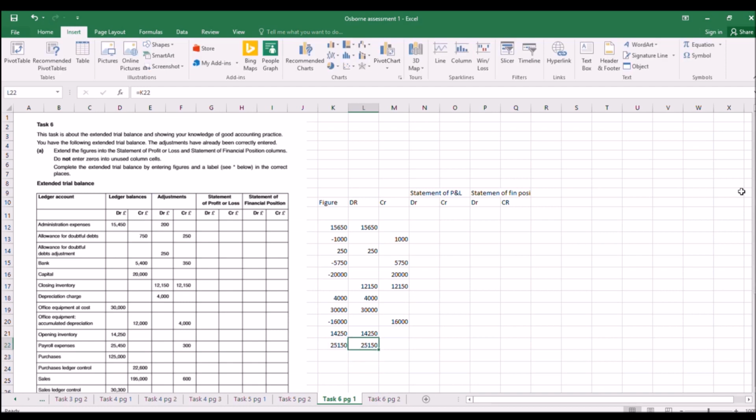So you can see here we have to minus that off because it's a debit and a credit. We take whatever the larger figure is. Purchases 125,000. Purchases and control account is our liability to our suppliers.